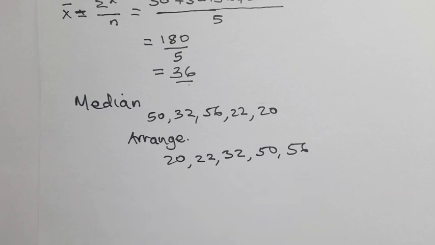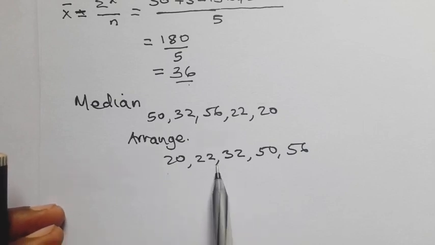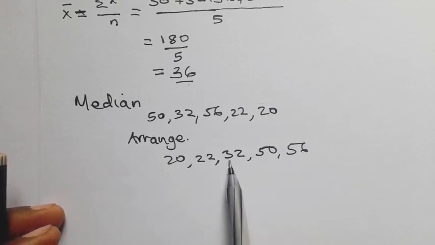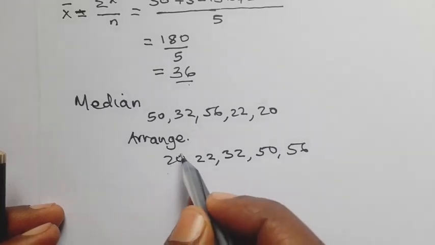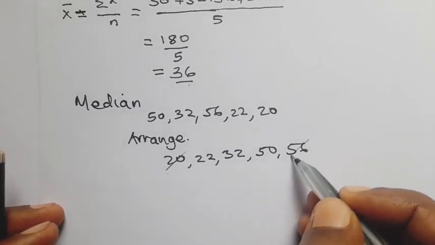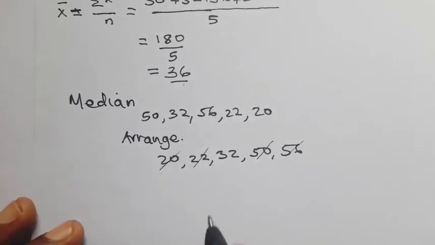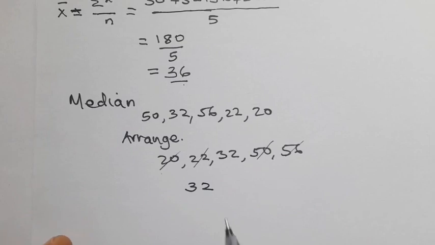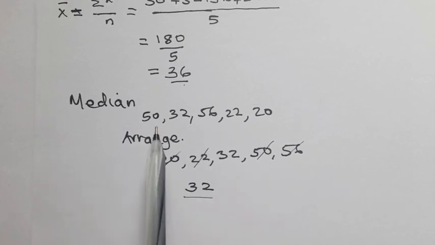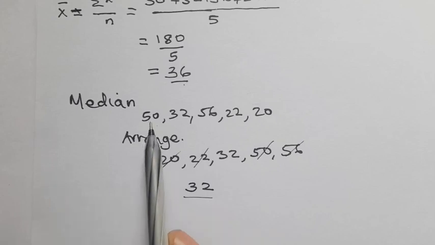So how do we get the middle value? It means we start counting. This is 1, 2, 3, 4, 5. So the middle value is, we cut this side, we cut that side, and we remain with 32. So 32 becomes our middle value, and this is for an odd number of the given observations, because there are 1, 2, 3, 4, 5, it's 5, and therefore they are odd numbers.